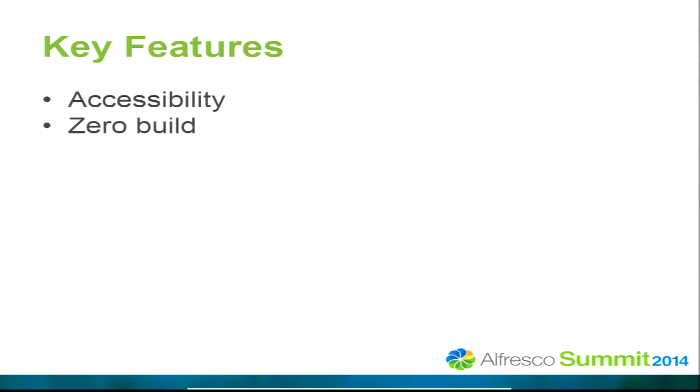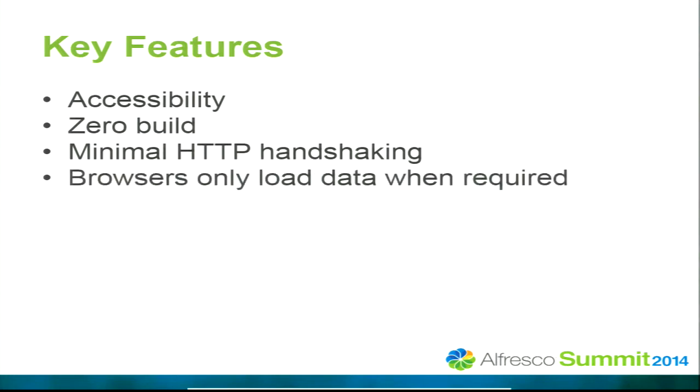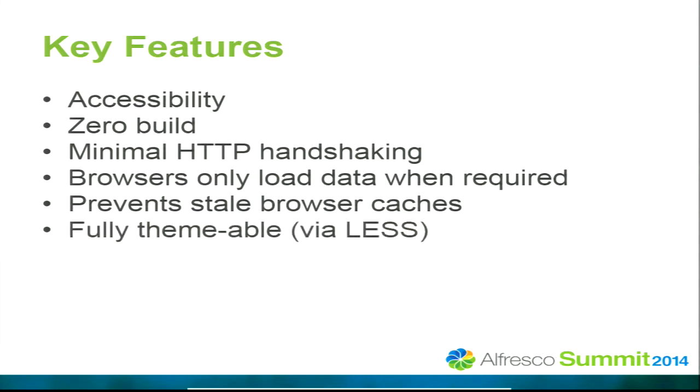We've got this notion of zero build. Because we have this dynamic extensibility model, we want people to be able to provide JavaScript and CSS and have it automatically aggregated and reduce the number of HTTP requests to improve performance overall, because obviously that can only be a good thing. We want the application to perform better. And as part of this, we only want browsers to load data when required. We do this by stamping our resources with MD5 checksums, and that prevents stale browser caching. All of this was discussed in greater depth at last year's session, so I'm not going to go into too much about that.